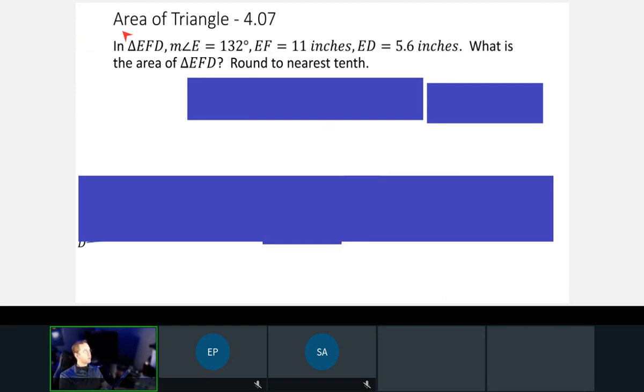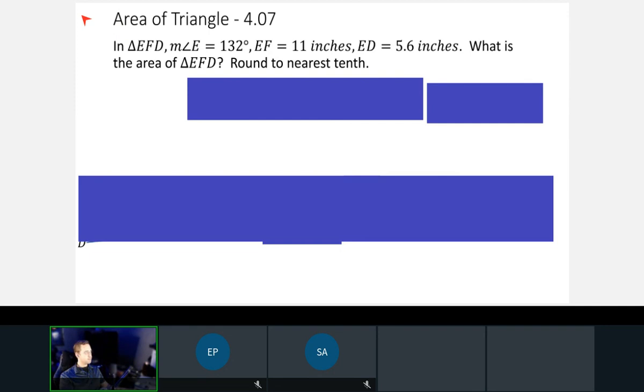All right, next problem, area of a triangle. So in triangle EFD, measure of angle E is 132 degrees. Side EF is 11 inches. Side ED is 5.6 inches. And then we want to know what the area of the triangle is. We want to round to the nearest tenth.